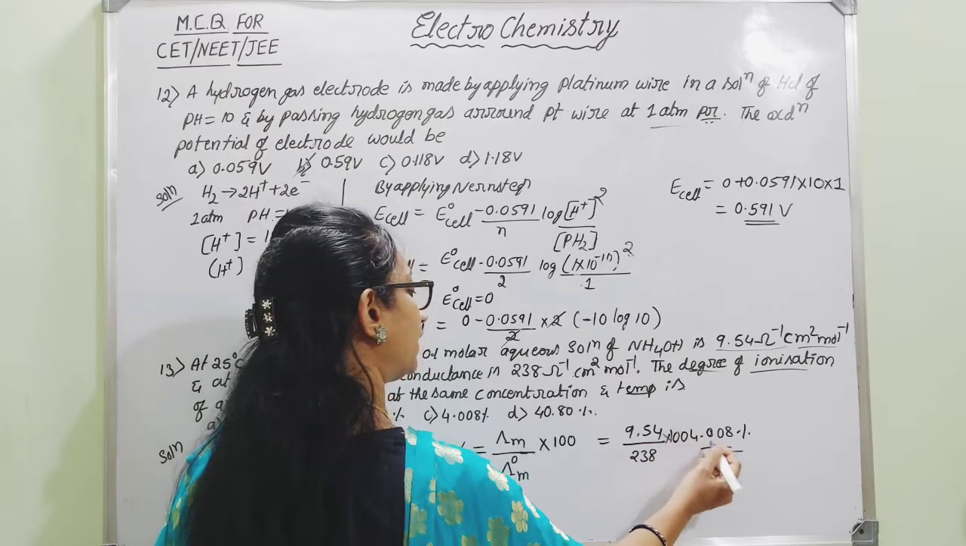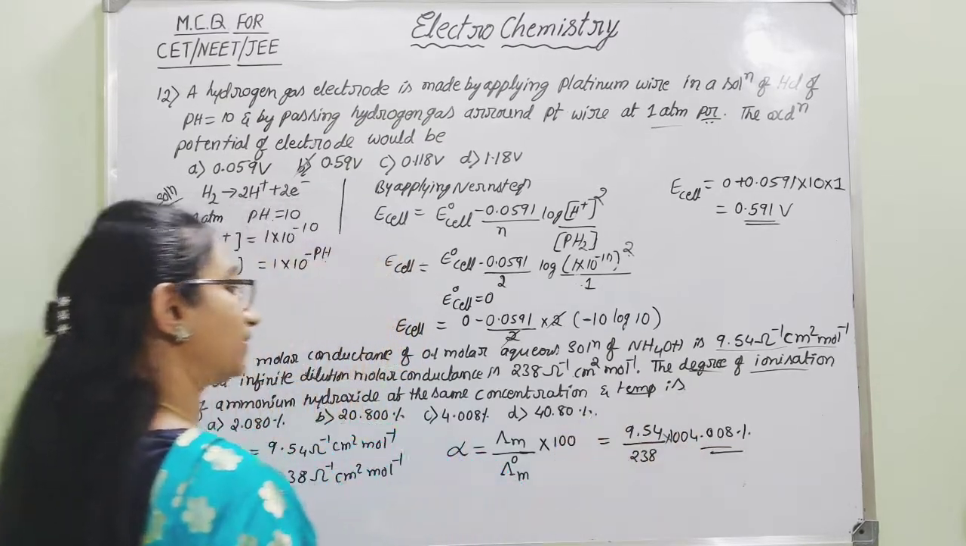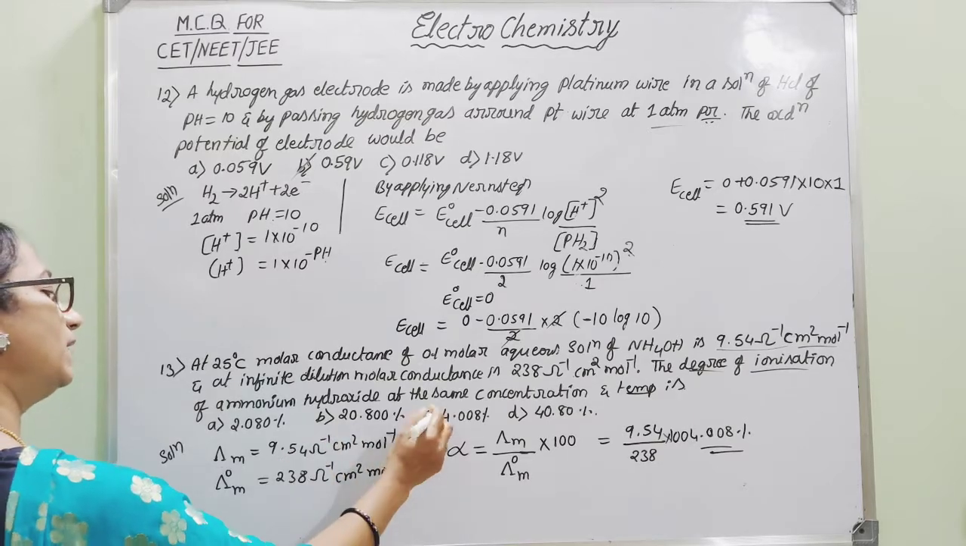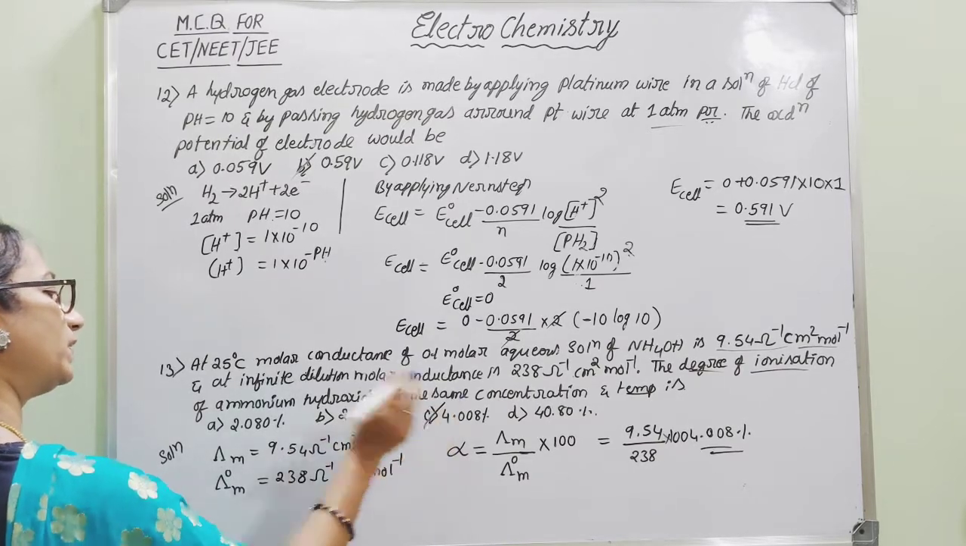So finally, you are going to get 4.008% as the right answer. So which is the right option? The right option is option C, 4.00.